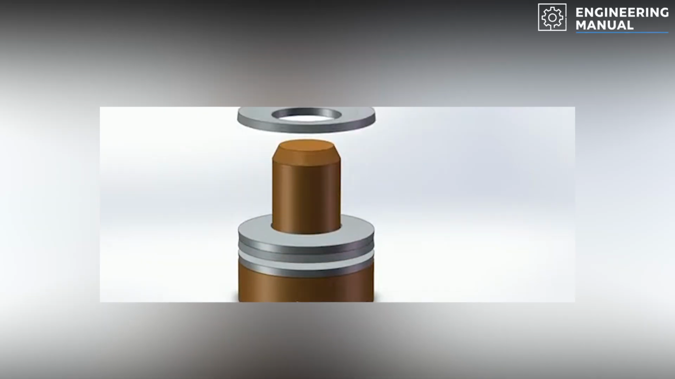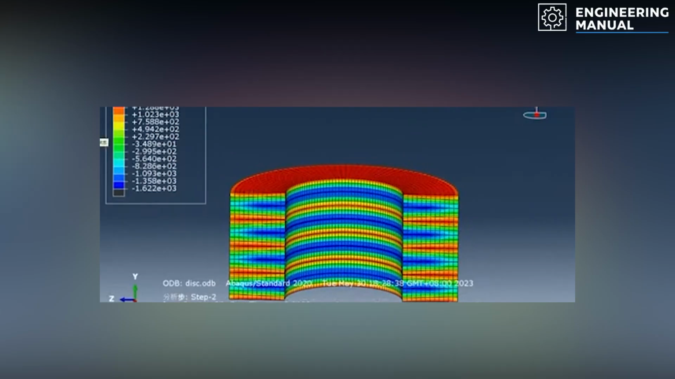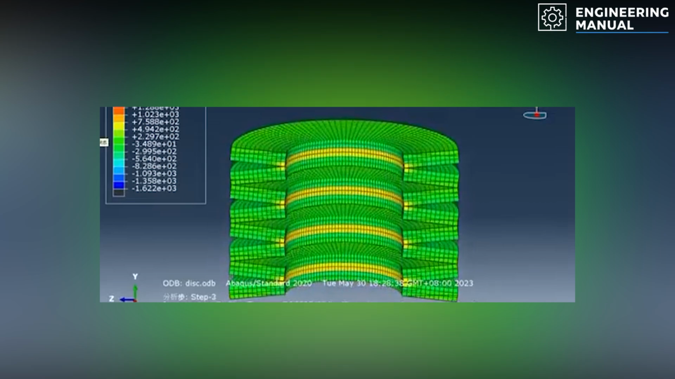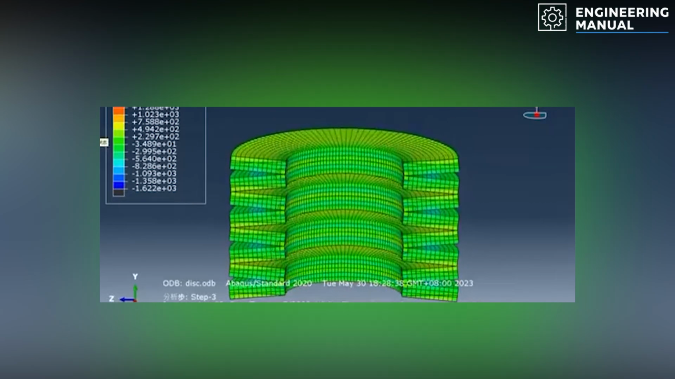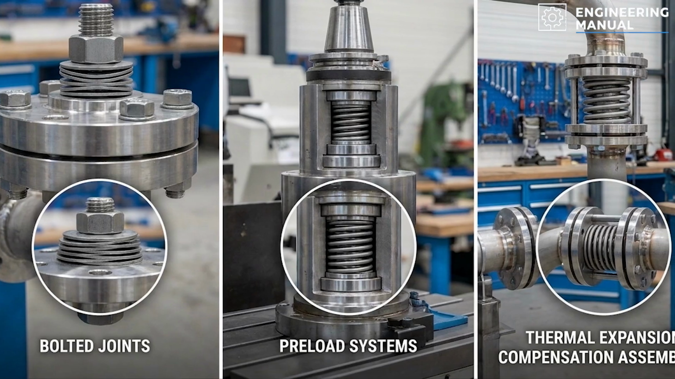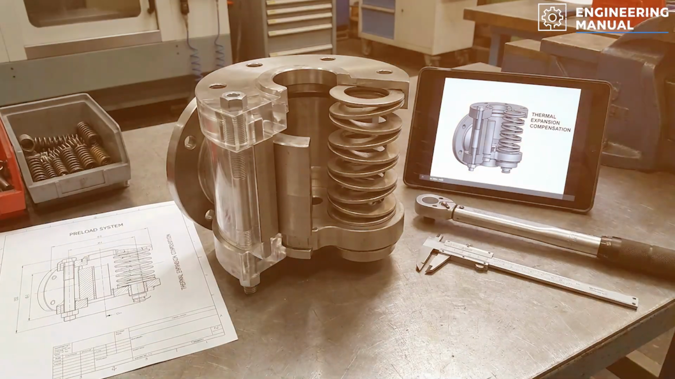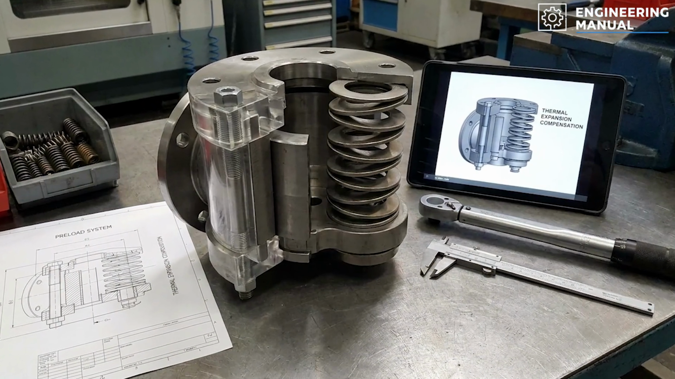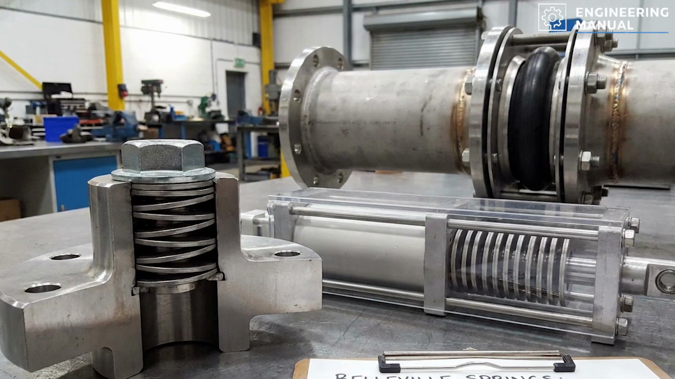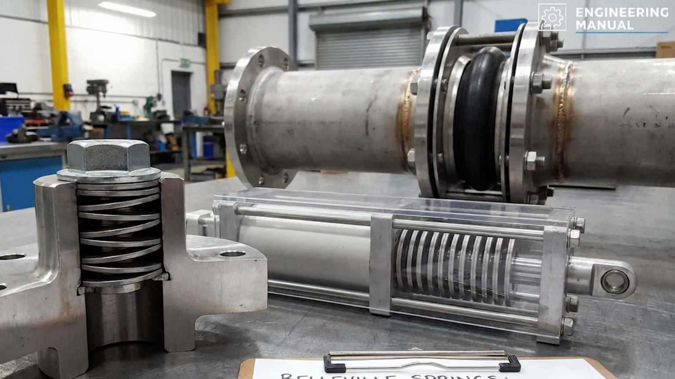However, stacking introduces frictional hysteresis between contact surfaces. This friction is not a side effect. It becomes part of the system response, producing energy dissipation that complicates precise force control. Belleville springs are therefore common in bolted joints, preload systems, and thermal expansion compensation assemblies, where controlled force retention matters more than smooth, dynamic response. Their function is not elasticity in the classical sense, but geometric force shaping under axial constraint.